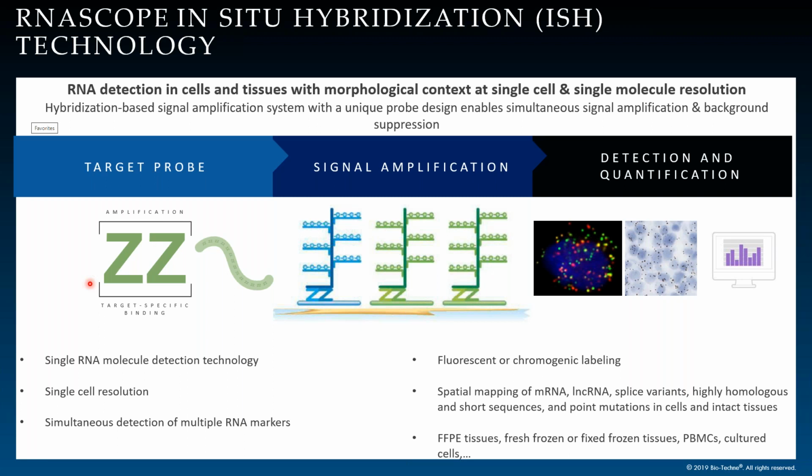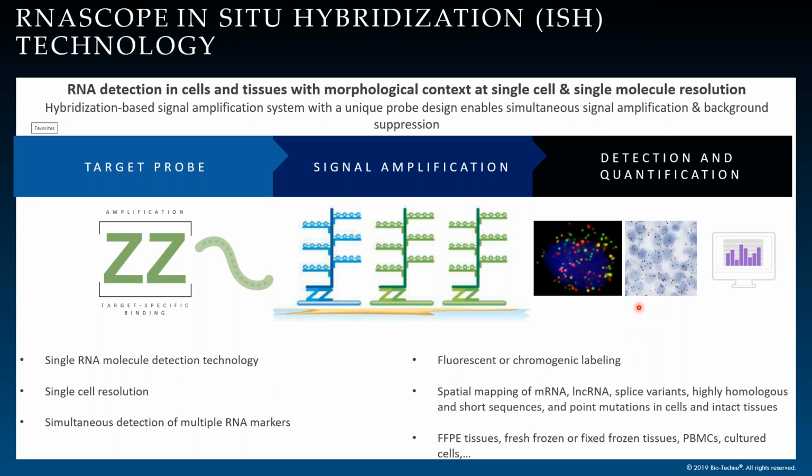It mainly consists of three parts: the unique probe design strategy, where ACD will design a target probe against the sequence of your interest, a signal amplification system that generates a high signal to noise ratio, and finally, a visualization system that allows you to see a single RNA molecule as a punctate dot, either in a chromogenic or fluorescent platform. The assay allows for spatial mapping of your RNA targets, and these include not just your mRNA, but long non-coding RNAs, splice variants, homologous sequences, point mutations, and so forth.